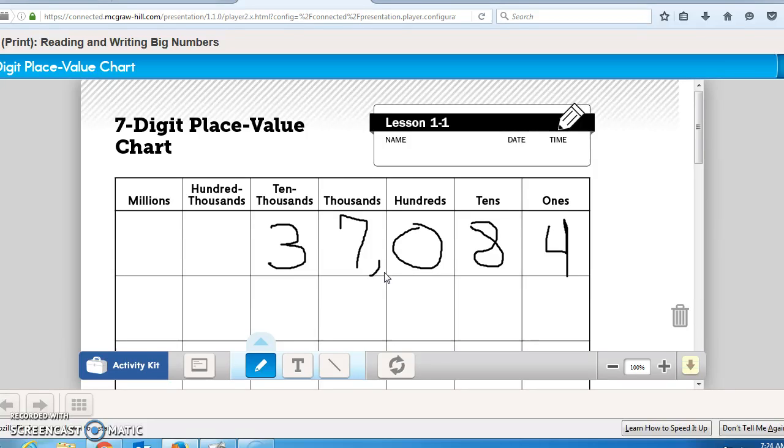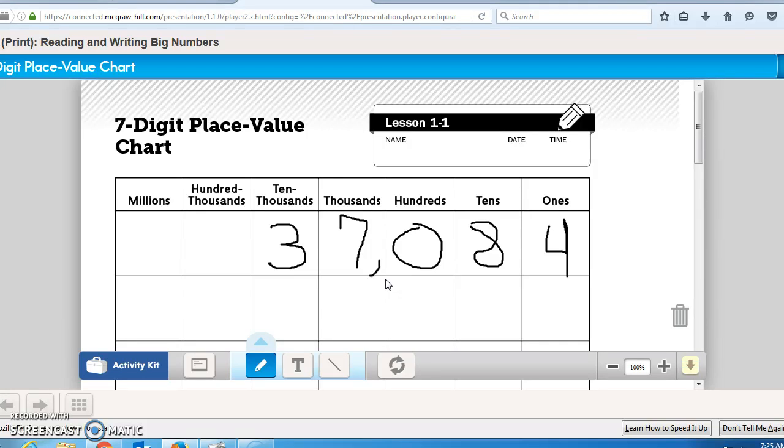So again, you should have this 7-digit value chart out in front of you. It should have been in your file. And let's go ahead and write this next number. I'm going to give you a second to write it first to see if you can get it lined up. Your number is 408,927.